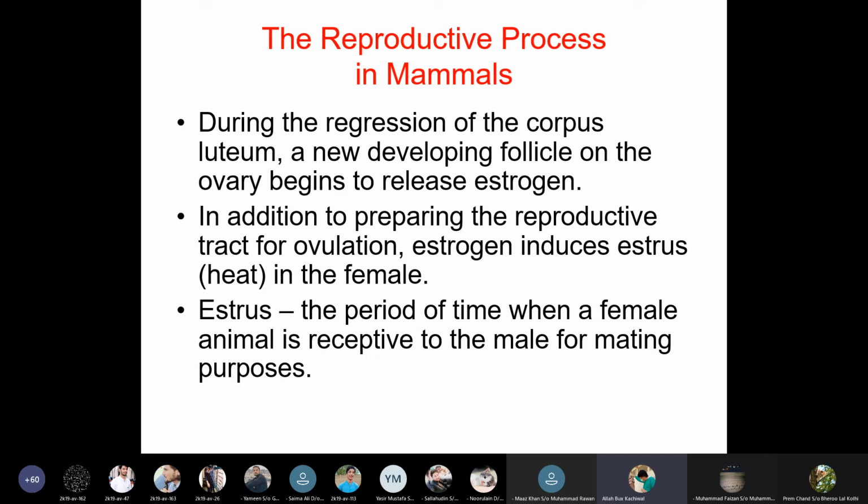In the reproductive process in mammals, during the regression of a corpus luteum, newly developing follicles on the ovary begin to release estrogen. In addition to preparing the reproductive tract for ovulation, estrogen induces estrus, or heat, in the female, and estrus is the period of time when a female animal is receptive to the male for mating.